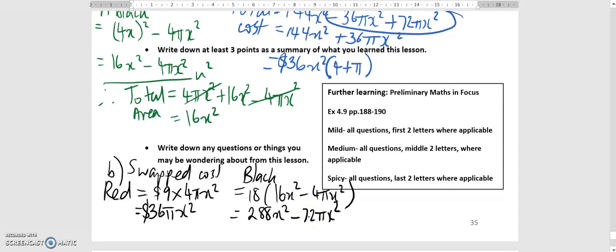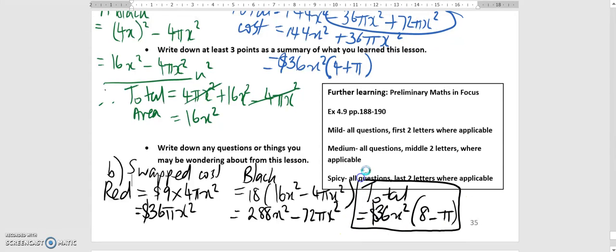So the total cost when you add them two together, I don't have space for the working here, so you guys do that in your book, but you get 36x squared, 8 minus pi. And, oh no, there's a cost, sorry, so there's no units there. So that amount is in dollars. So that's the total cost. So your question is, is that cheaper than the total cost that you got up here? So which one of those two is cheaper?